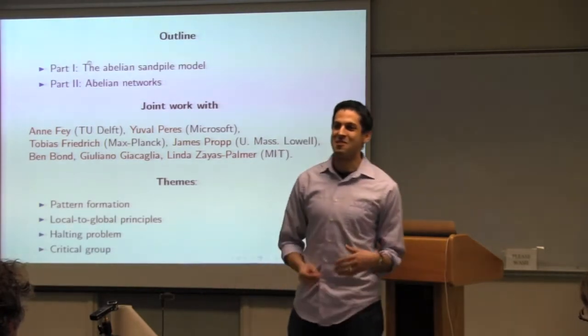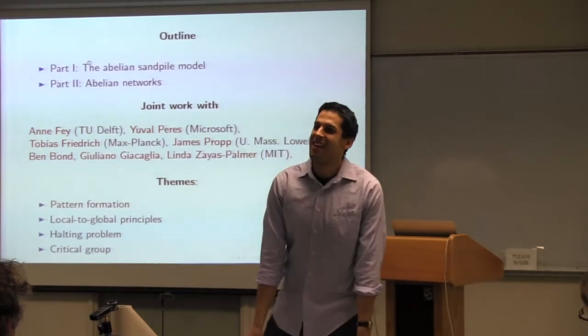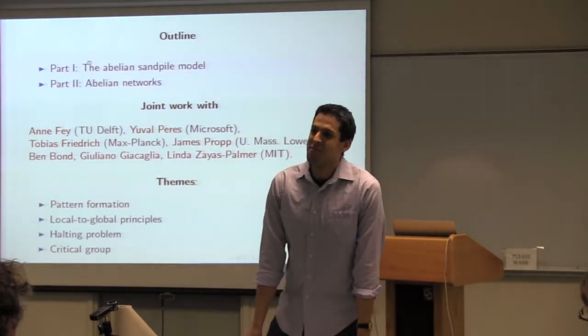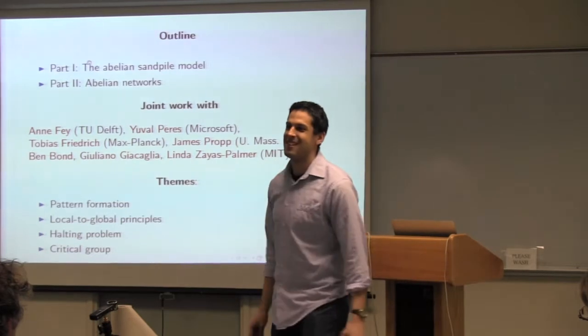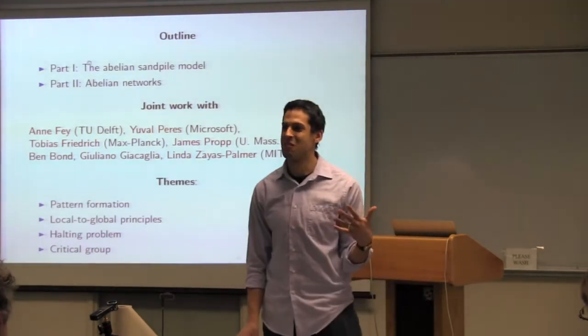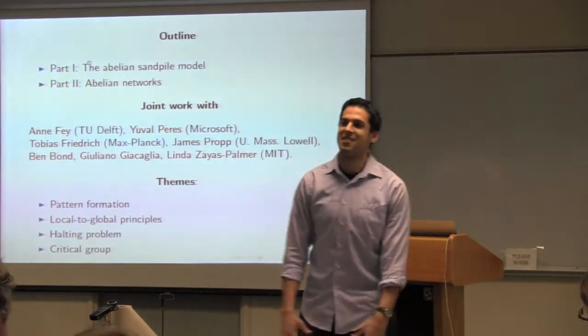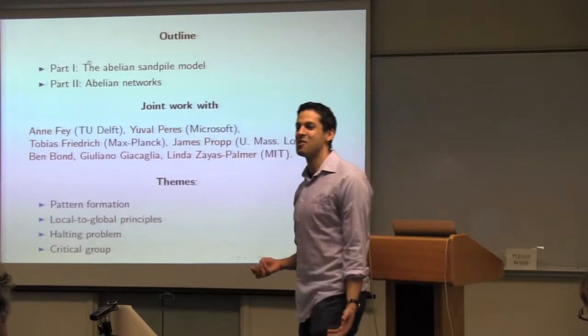Halting problem. How can you tell whether one of these networks is ever going to halt? And if I have time, I'll tell you about an algebraic invariant you can associate to an Abelian network called its critical group, which is a finite Abelian group that governs the long-term behavior of the network.